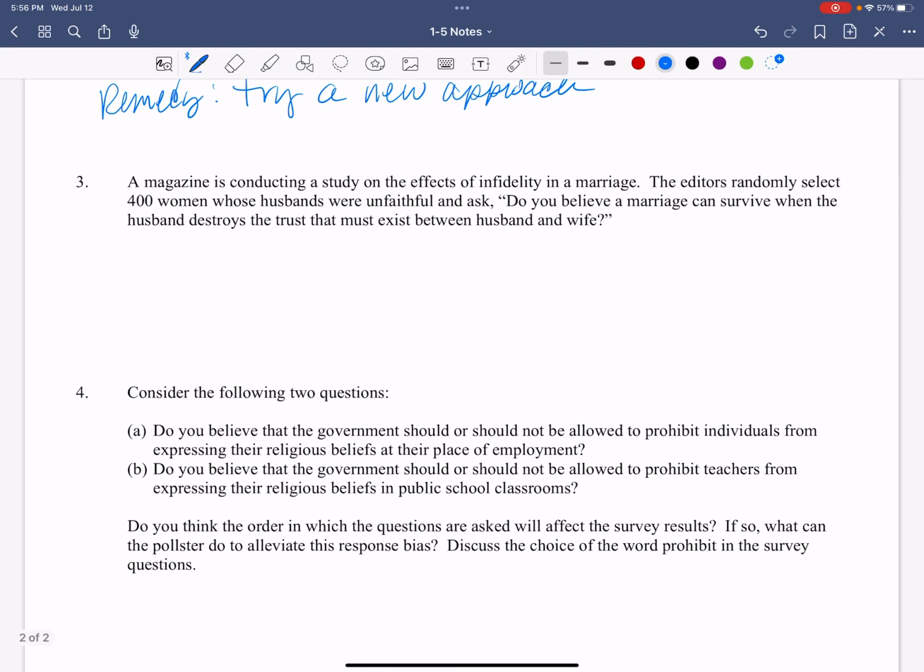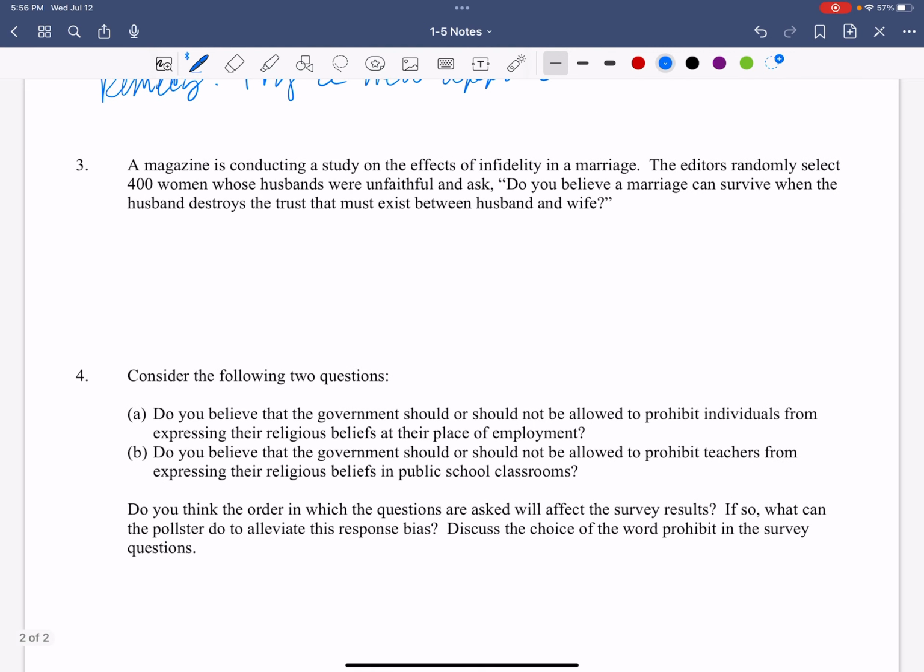Cool. Let's try this one. A magazine is conducting a study on the effects of infidelity in a marriage. The editors randomly select 400 women whose husbands were unfaithful and ask, do you believe a marriage can survive when the husband destroys the trust that must exist between husband and wife?